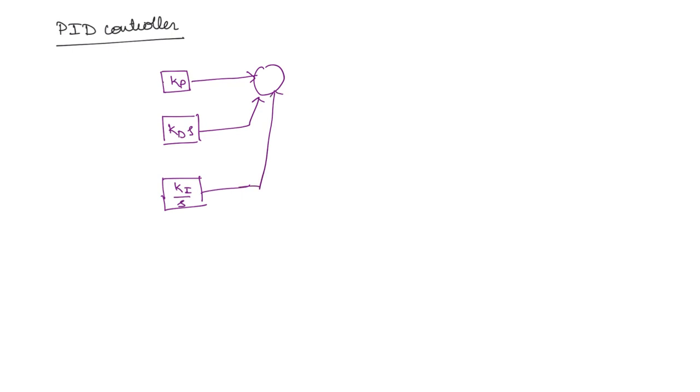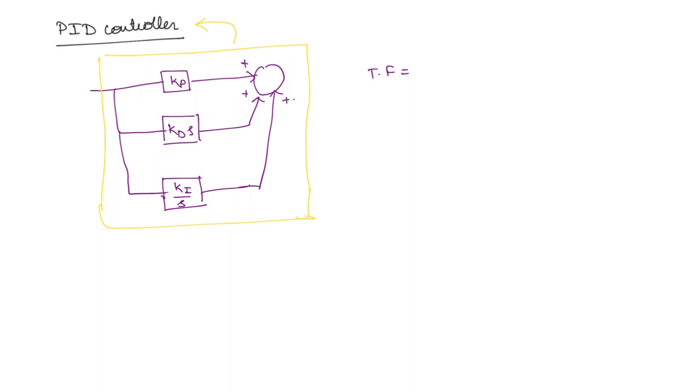So this will form the controller. I am not drawing the entire transfer function, only the controller. So this forms the PID controller. All of this will be added. Now what will be the transfer function? This is given by Kp plus Kd s plus Ki by s.